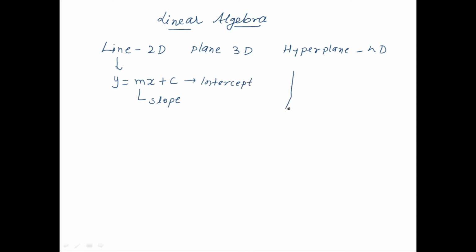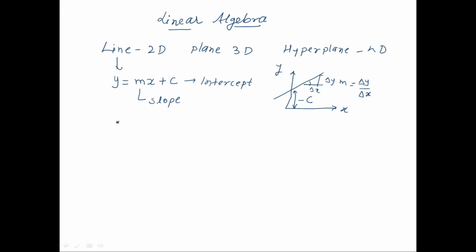This is our y-axis, this is the x-axis, and this is the line. So the y-intercept is called c, and the slope of the line is called m, which is the rate of change of y with respect to the rate of change of x.